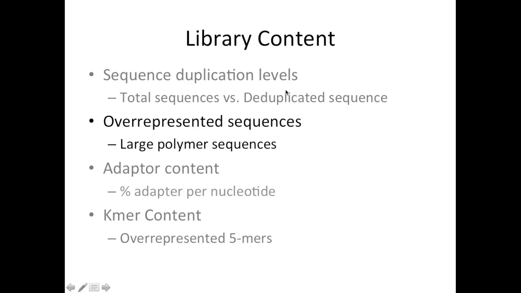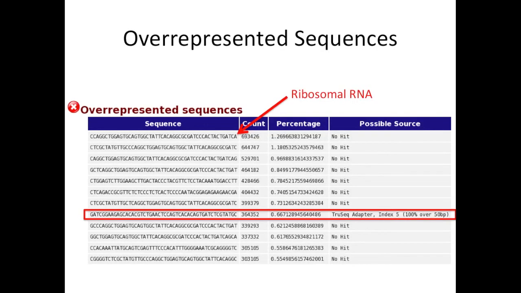FastQC looks for overrepresented sequences in large polymers, so the actual 50 base pair sequences that are overrepresented. And it shows them here, where it shows you the sequence that's overrepresented, the number of reads that it found, the percentage of your library, and then any possible source. FastQC comes automatically loaded with the Illumina adapters. But if you know of certain sequences that you're likely to see, such as ribosomal RNA, you can also load those sequences into FastQC and it will look for them.